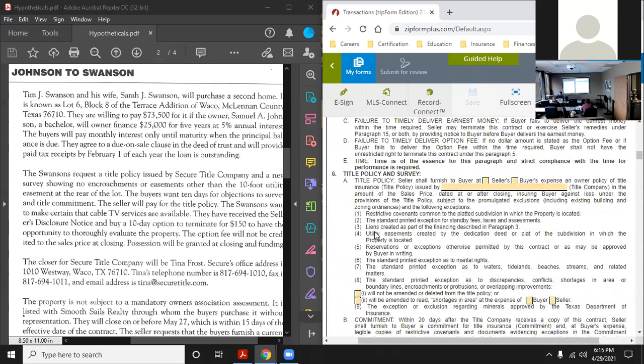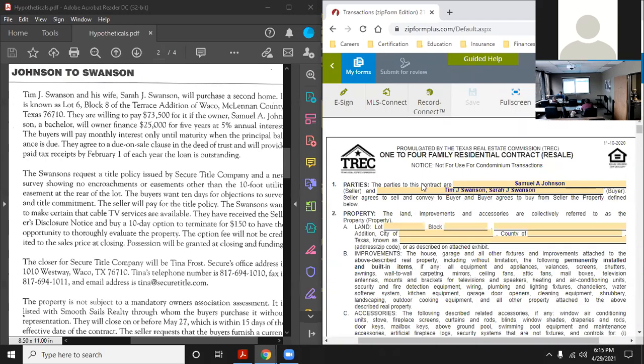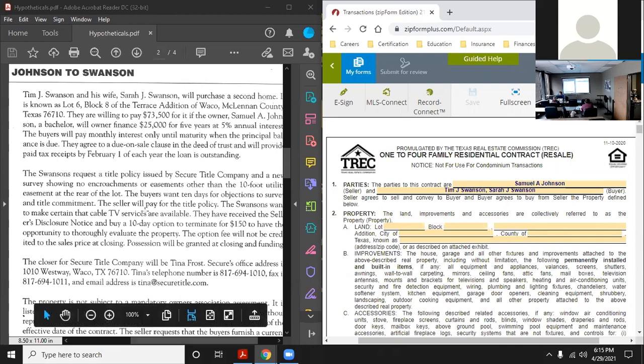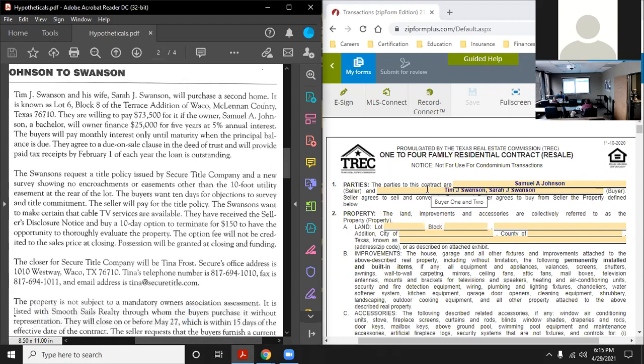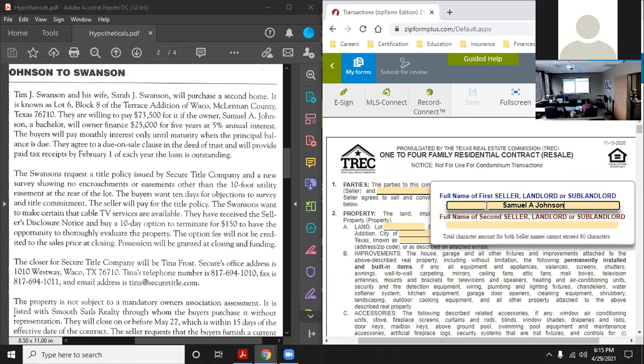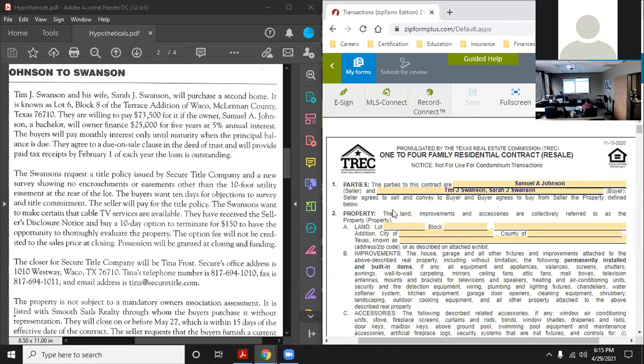All right, so this is the wonderful family contract for the second property that we're doing, the second hypothetical. For this, Tim and his wife Sarah will purchase a second home, so they're going to be the buyers right here. They give you the lot and block number, which is nice. And the owner is Samuel A. Johnson. So that is why this goes right there. There is just one of them, so you don't need a second seller, landlord or sub-landlord. There's just the one seller.